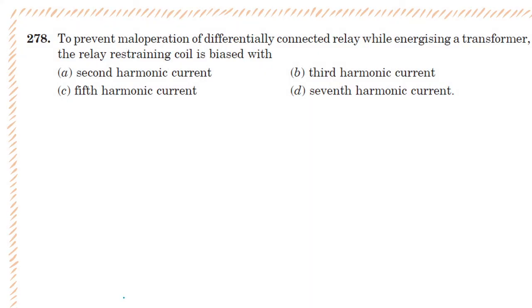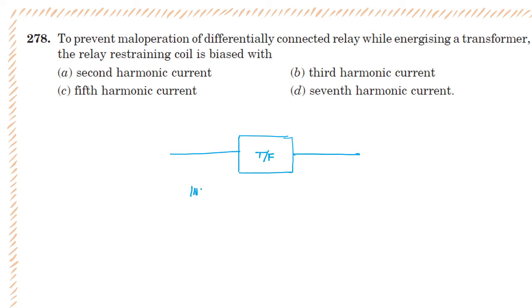Like that. So let's look at the 278th question. To prevent maloperation of a differentially connected relay while energizing a transformer, the relay restraining coil is biased with which harmonic current? Why are we using differential protection? To protect the transformer from fault currents. But even though there is no fault, this differential relay is operating. Why is it operating? Suppose the transformer is suddenly switched on. What happens whenever a transformer is suddenly switched on? We would have inrush current flowing into the transformer, not only the supply current but also the inrush current.